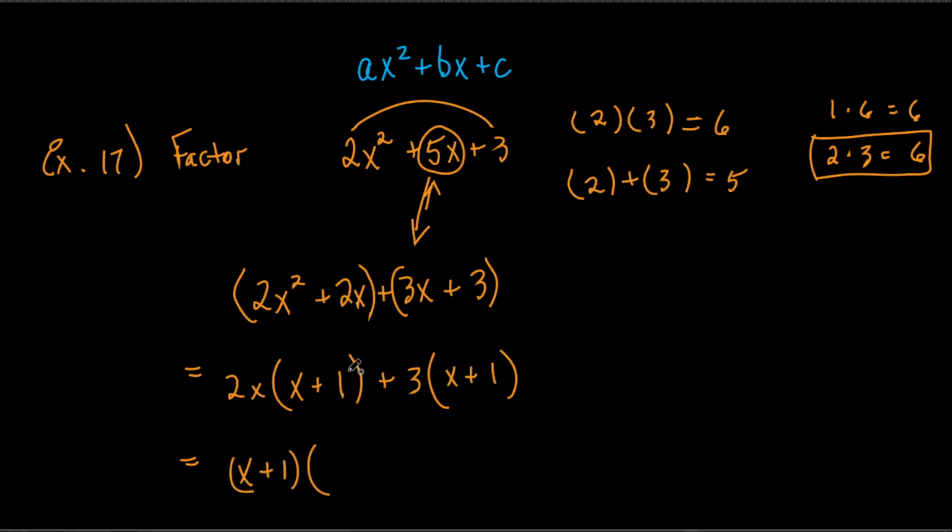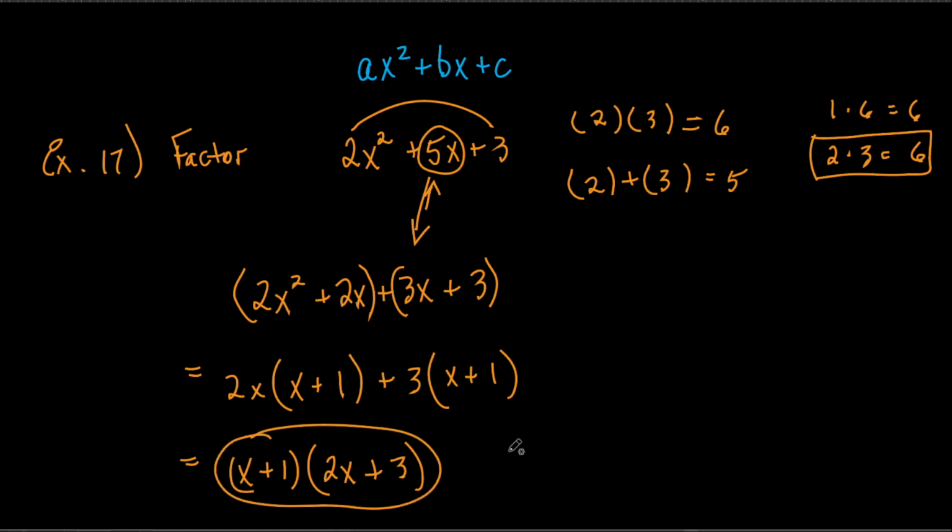And let's factor out an x plus 1. If we factor out an x plus 1 from this, what's left over? Just a 2x. Put a plus sign because that's what our sign is here. If I factor out an x plus 1 from this to put it out here, what's left over? Just a 3. And that is your answer.